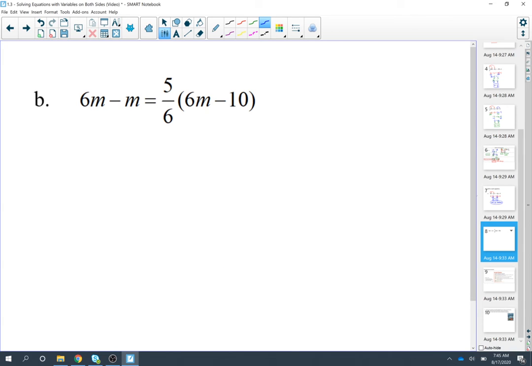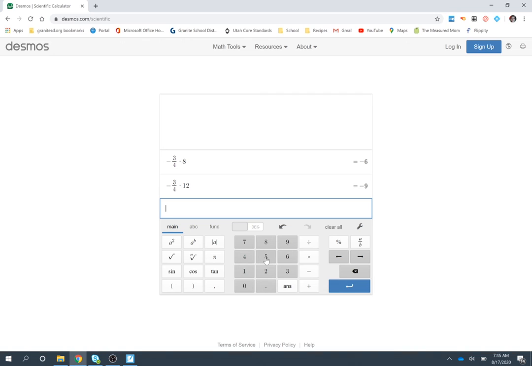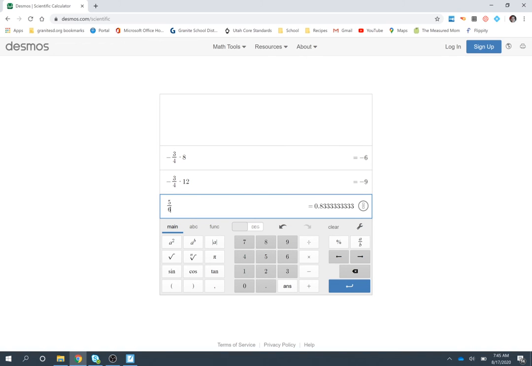Letter B. 6m minus m equals 5/6 times 6m minus 10. Okay, let's take a look at this. So first of all, on the left, 6m minus m. That's 6 of the m's minus 1 of the m's. We can simplify that to 5m's equals 5/6 times 6. Now, once again, some of us can do this in our heads, but it does get a little funny, and I don't really want to mess with it, so I'm going to grab my calculator. I'm going to take 5 divided by 6, and then out to the side, times 6.